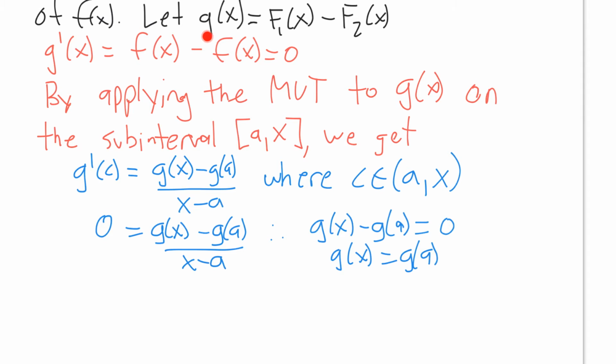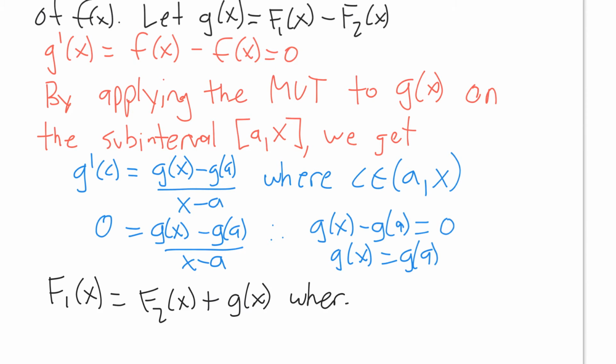We can rewrite this statement here, g of x equals f1 of x minus f2 of x. We can take the f2 of x to the other side, and we will have f1 of x equals f2 of x plus g of x, where g of x is a constant. And this proves the theorem. We have shown now that f1 and f2 both differ by a constant, the constant g of x.